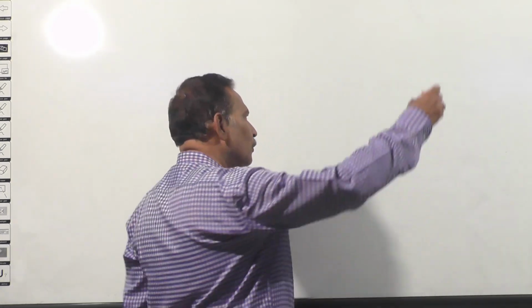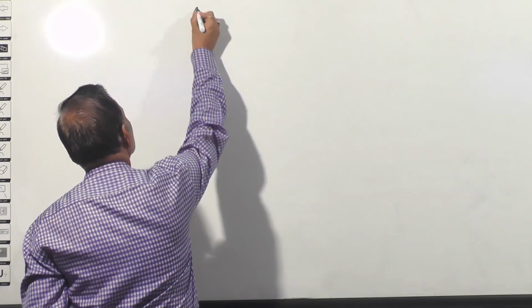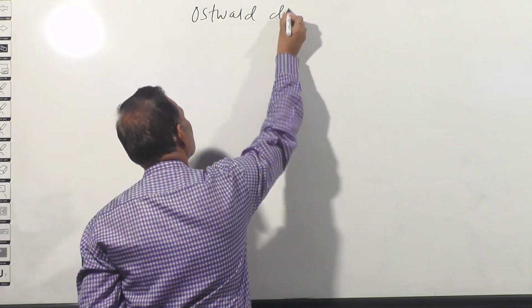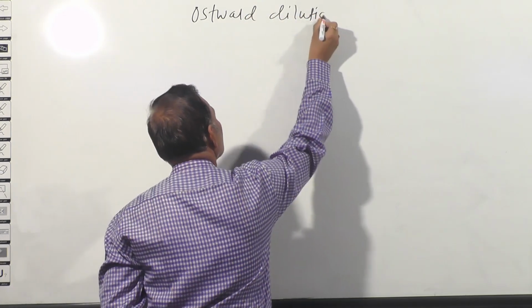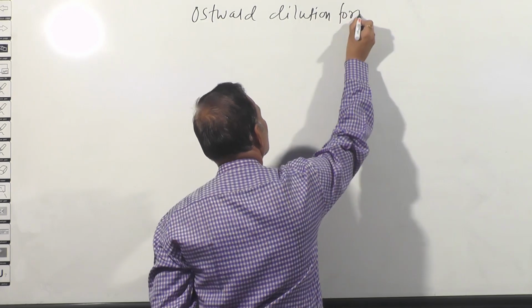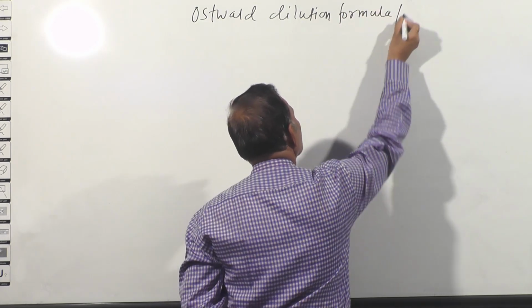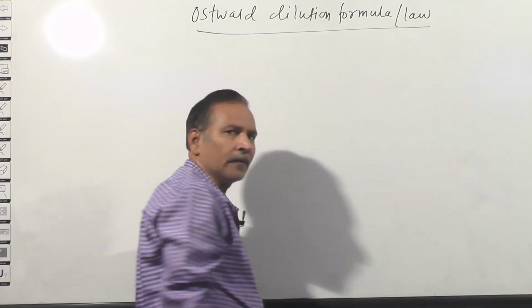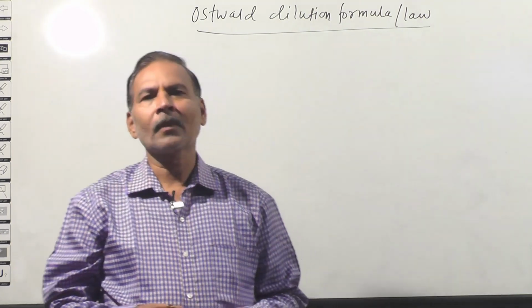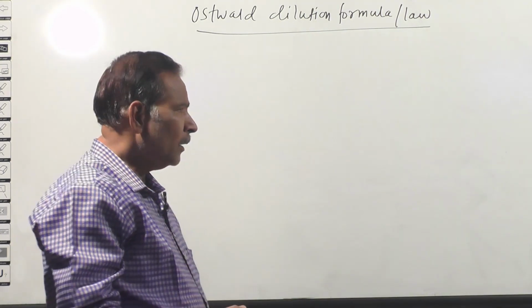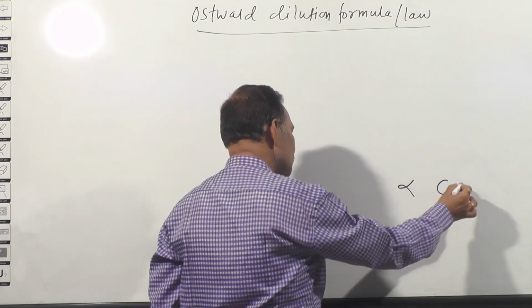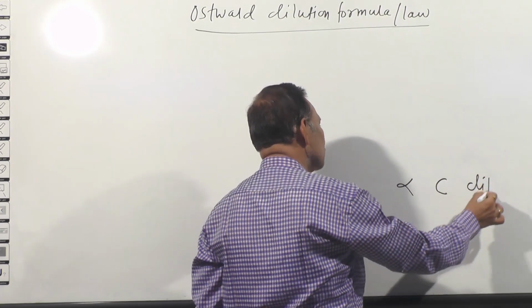Today we'll see Ostwald dilution law, Ostwald dilution formula or Ostwald dilution law. So what is this basically? How the degree of dissociation of an electrolyte is related with its concentration or related with its dilution.